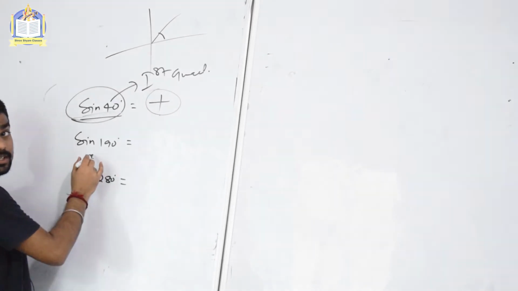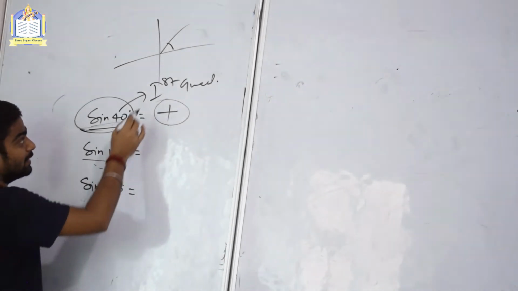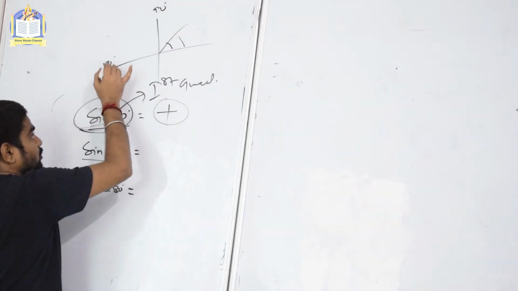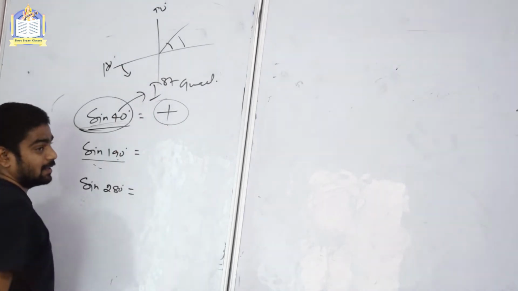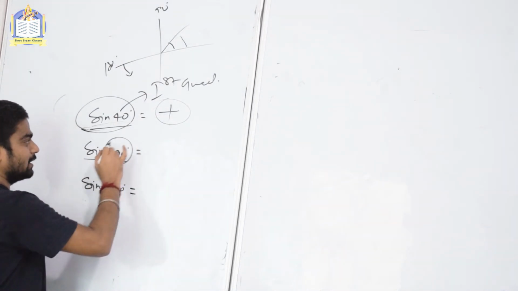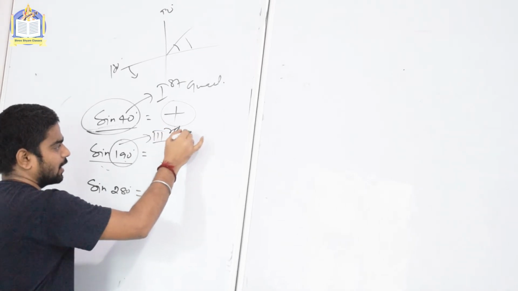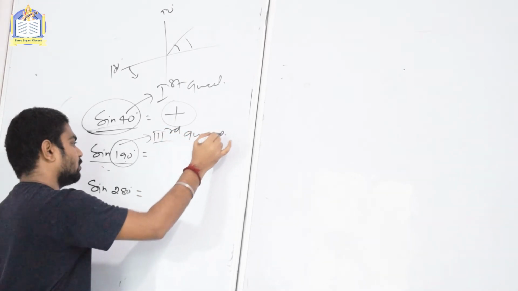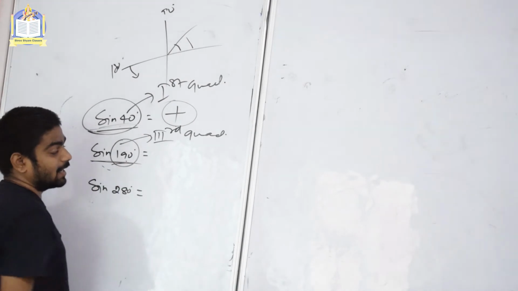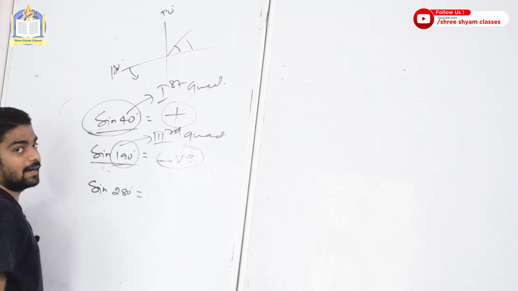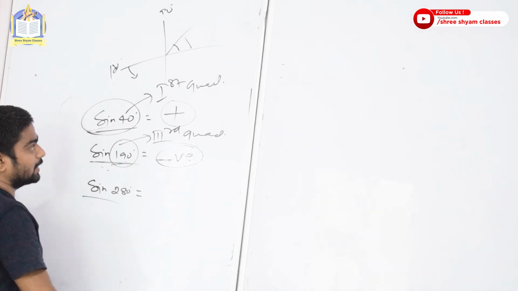Now 190 degree. This is 90 degree, this is 190 degree. So 190 will be in this quadrant, which means this 190 degree is in the third quadrant, and in the third quadrant sin theta is negative. So the value of sin 190 degree will be negative.